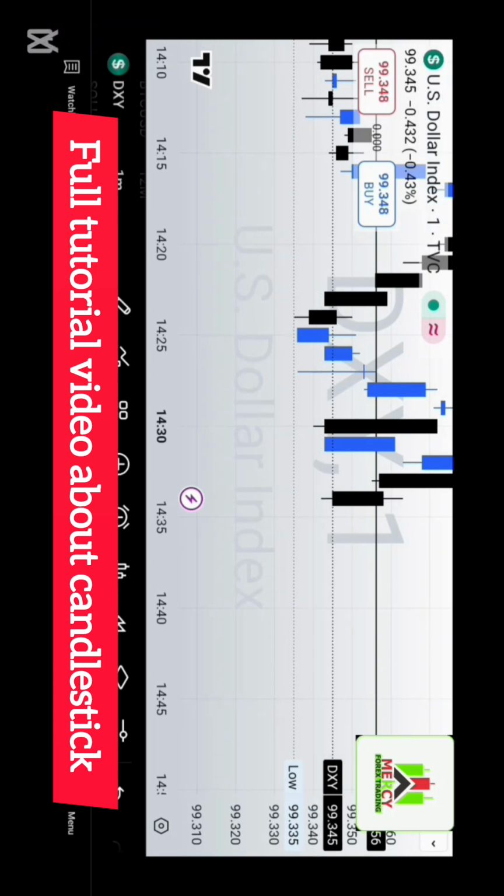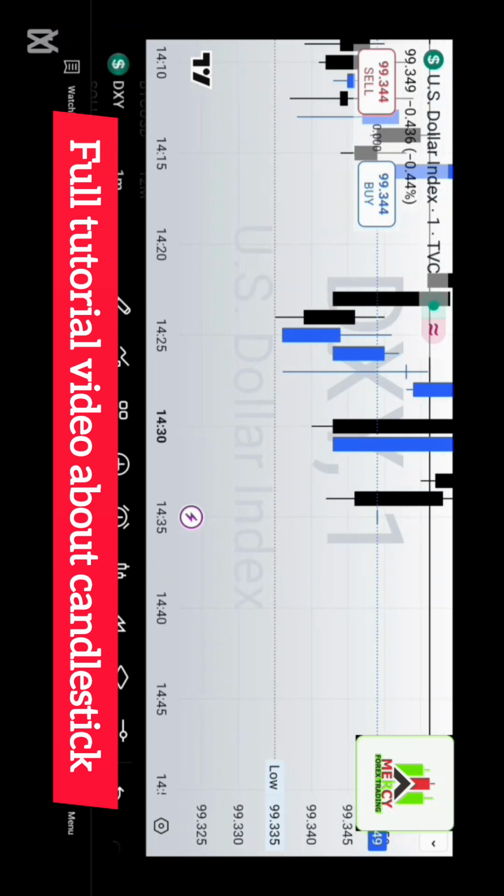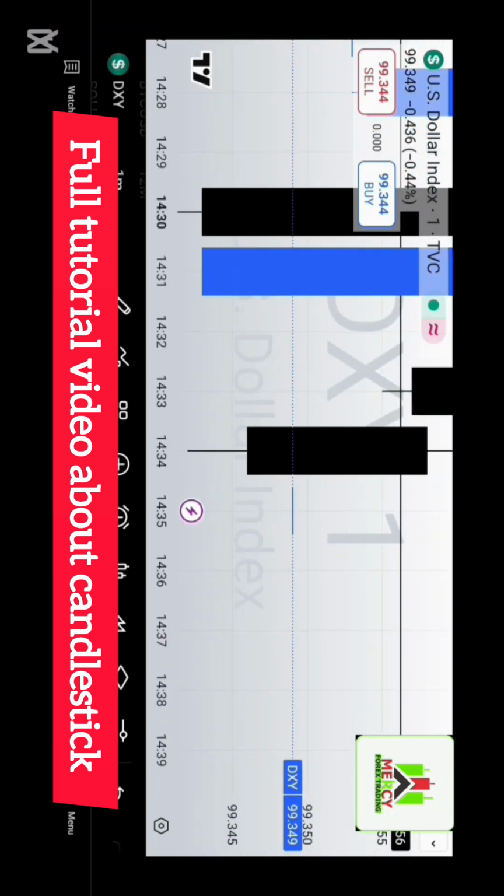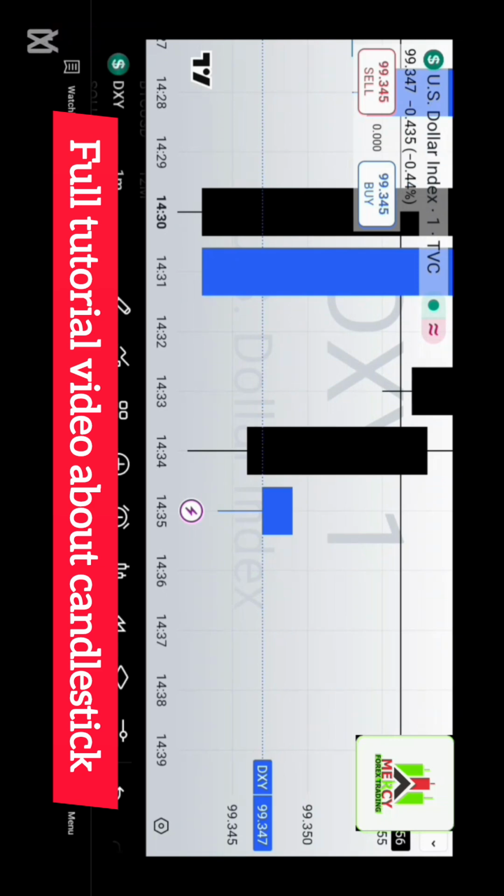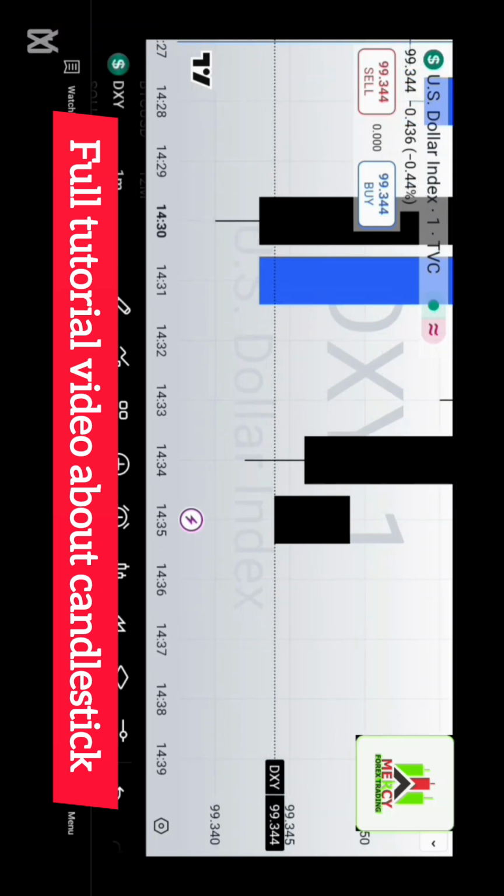That line, remember what that line is called? That is called the wick. Then this fat part is called the body. Don't forget. Okay, now you can see the next one just opened now. If it goes up, you can see now it's trying to go bullish. Now it has gone down, which is bearish.